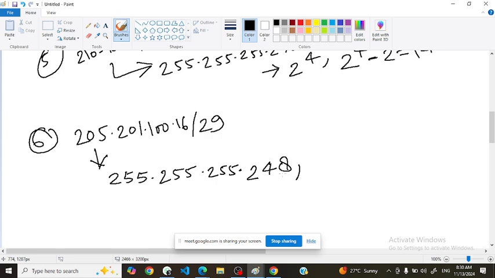Sir, 248. Okay, block size will be 256 minus 248, 256 minus 8. Block size value will be 8. Number of networks, it is class C, so it will be 29 minus 24, which is 5. 2 power 5. Number of valid hosts per network: 29, 30, 31, 32. 2 power 3 minus 2.